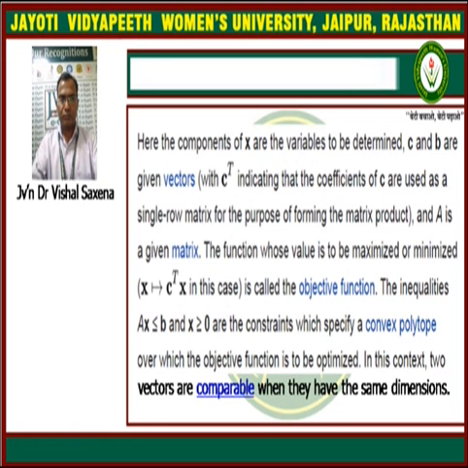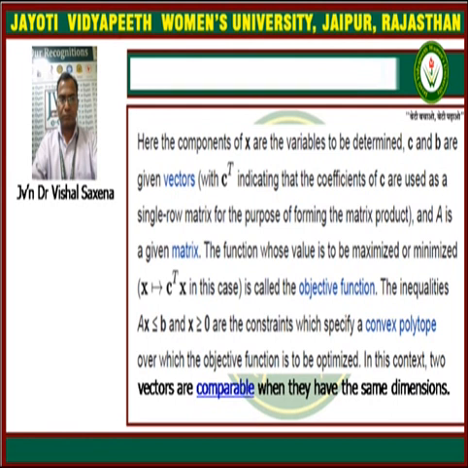Here the components of x are the variables to be determined. C and b are given vectors, and x is a variable. C transpose indicates that the coefficients of C are used as a single row matrix for the purpose of forming the matrix product, and A is a given matrix. So these are the notations we have discussed.